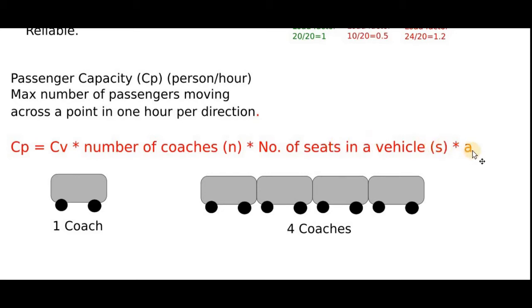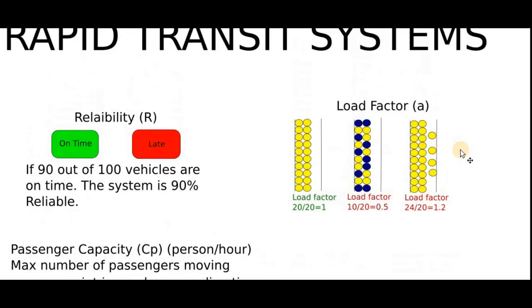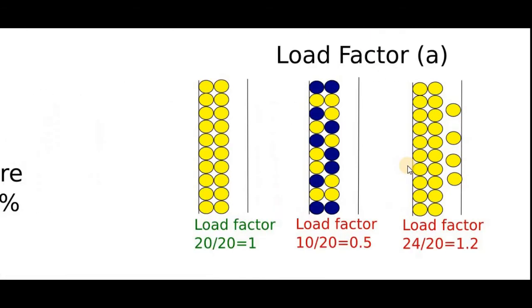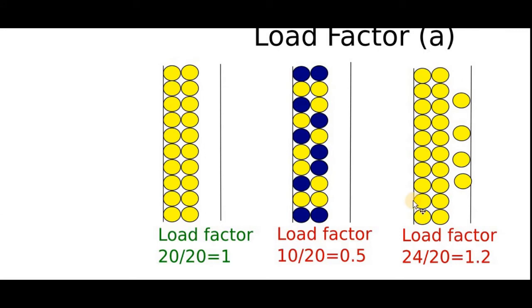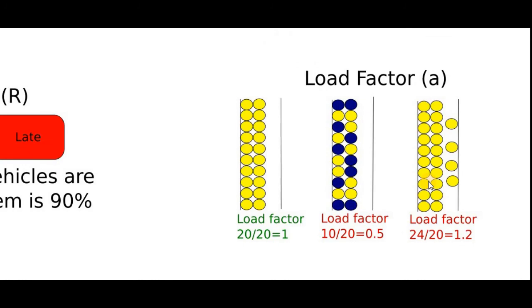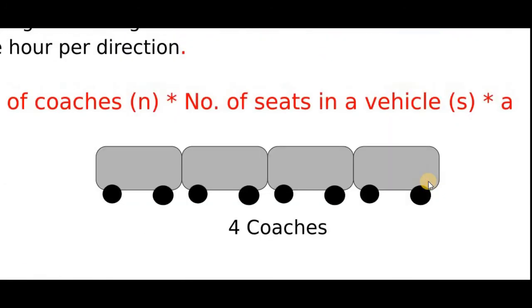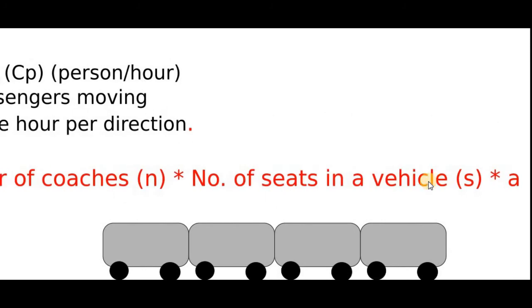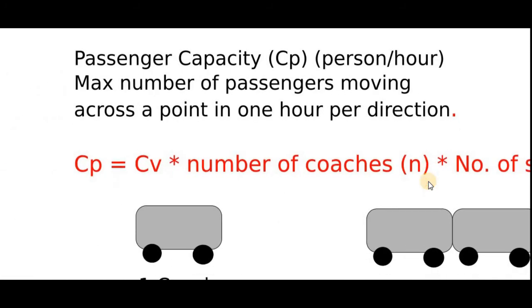And the last thing you see here is A. A, if you remember, is the load factor. It doesn't matter if there are 20 seats, but if 24 people are traveling through that compartment, we have to take those 4 into consideration too, right? And with that, we have cleared all the basic points that you need to know to calculate a maximum capacity.